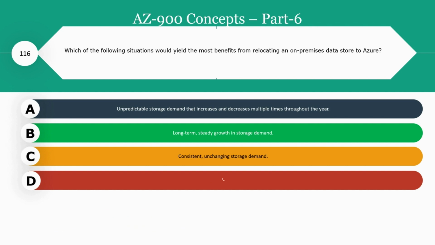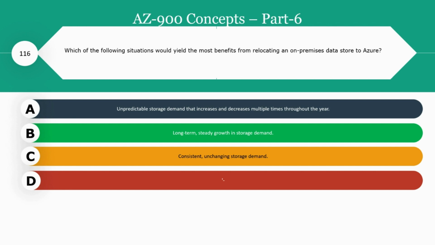Next question is, which of the following situations would yield the most benefits from relocating an on-premises data store to Azure? Option A, unpredictable storage demand that increases and decreases multiple times throughout the year. Option B, long-term steady growth in storage demand. Option C, consistent unchanging storage demand. Definitely option C is not the answer. Option B, they are expecting steady growth.